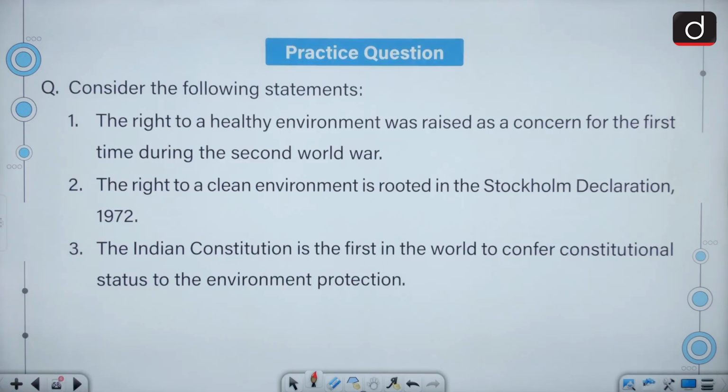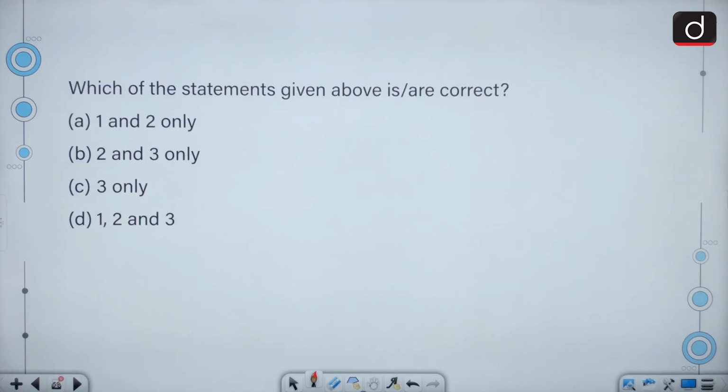Let's move on to the practice question. Consider the following statements. The right to a healthy environment was raised as a concern for the first time during the Second World War. The right to a clean environment is rooted in the Stockholm Declaration 1972, and the Indian Constitution is the first in the world to confer constitutional status to the environment protection. We have to select the correct statement.